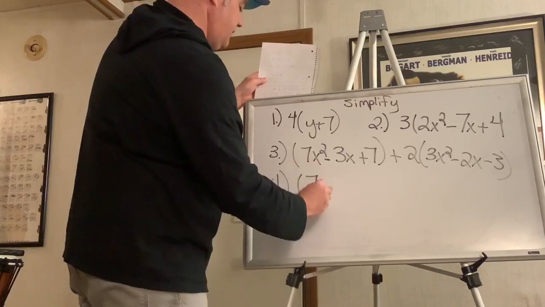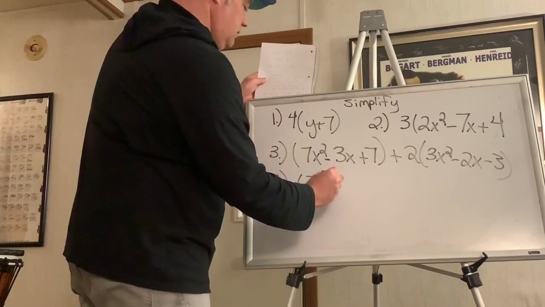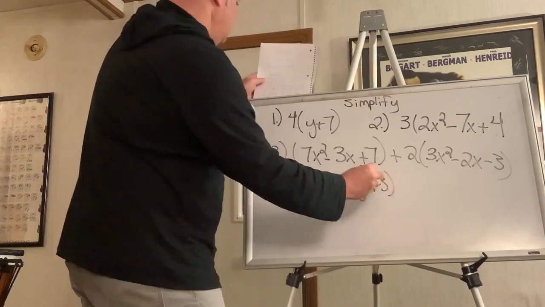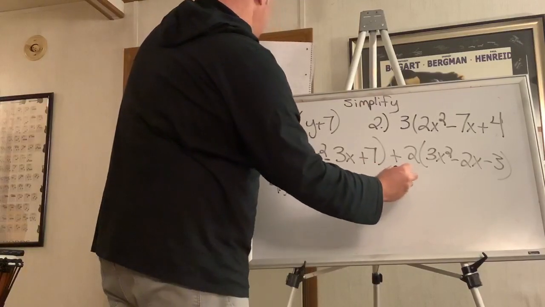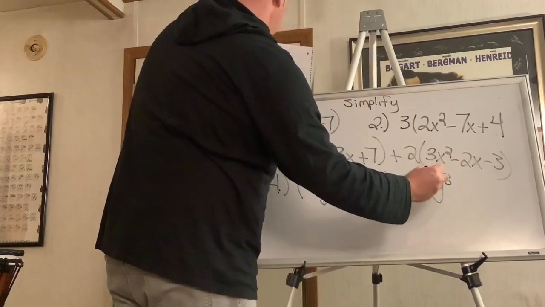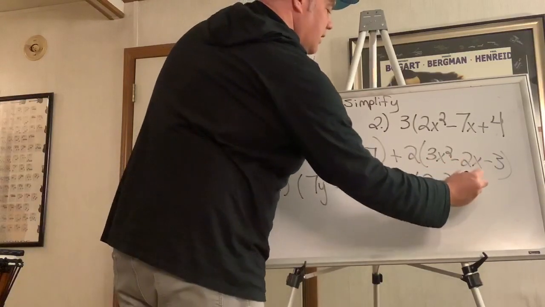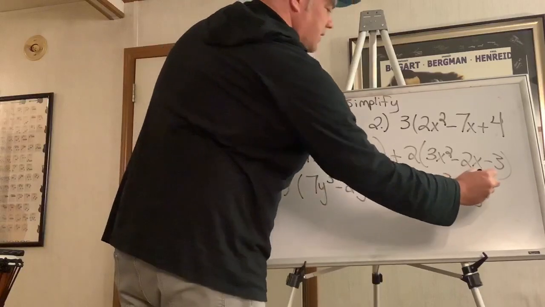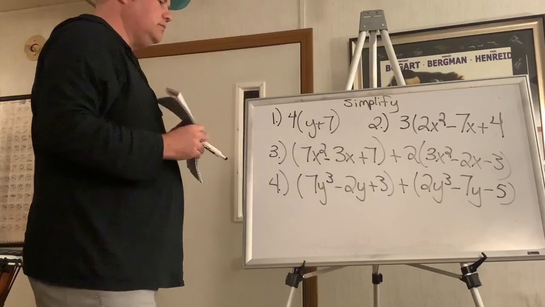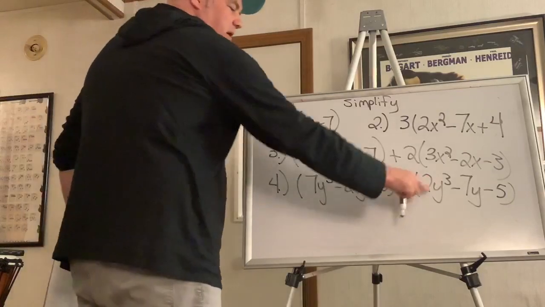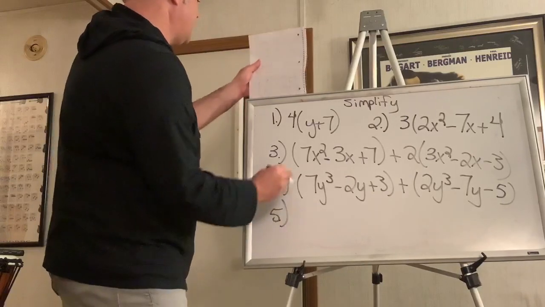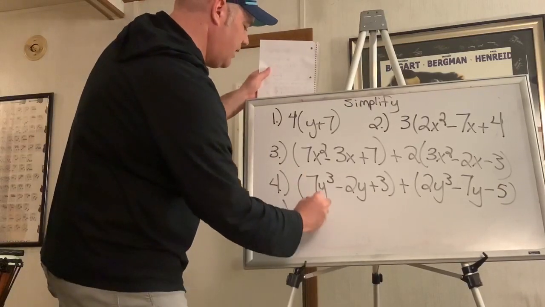polynomial problem, 7y cubed minus 2y plus 3 plus 2y cubed minus 7y minus 5. Okay. And this polynomial and this polynomial, remember there's a plus sign. So I'll write the next one, it's going to have a subtraction sign. So remember the rules on that.